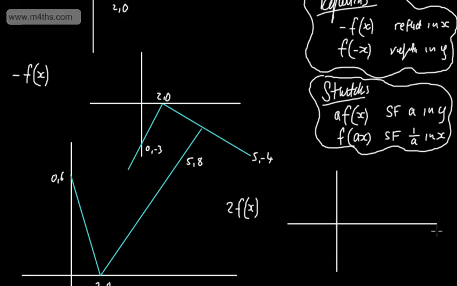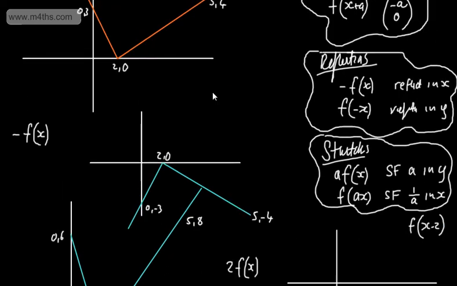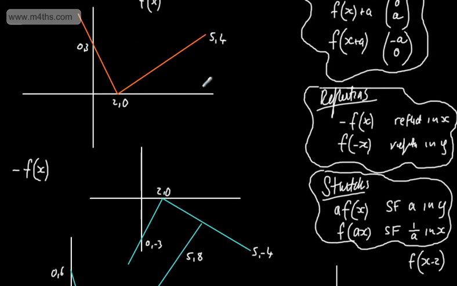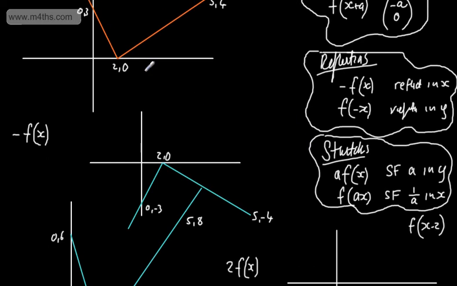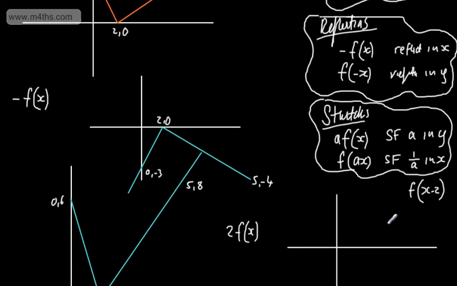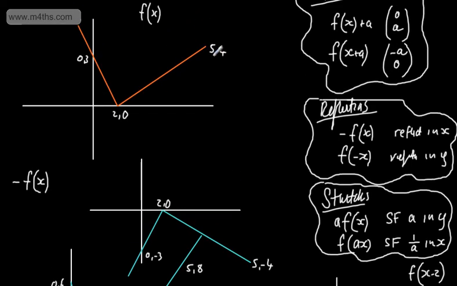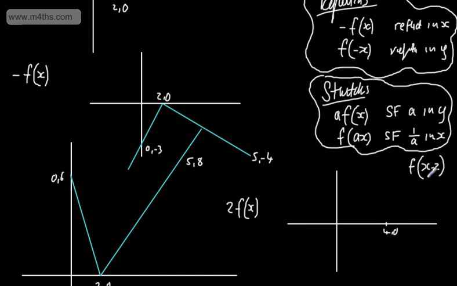Let's say we had now, and this time we're going to do f of x minus 2. So this time now we're going to move everything 2 to the right, sorry. So this point right here is going to go now 4, 0. So we're going to have 4, 0. We're going to have this point just here, which is going to now add 2. So that's going to become 7, 4. So let's put that just there.